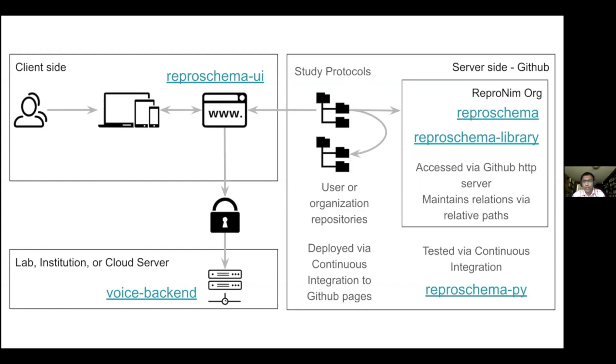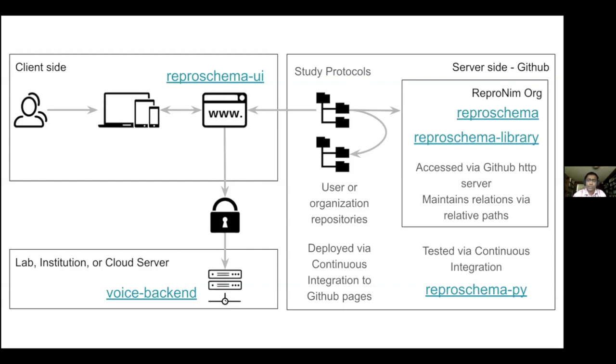On the GitHub side, you can have user or organization repositories anywhere, and each of them can deploy this client-based collection via continuous integration to GitHub Pages. So you don't need to set up your server at all to set up a protocol or a study collection. You may need a server if you wanted to send the data to that server. And all of these pieces are tested via continuous integration using the ReproSchema Py library.